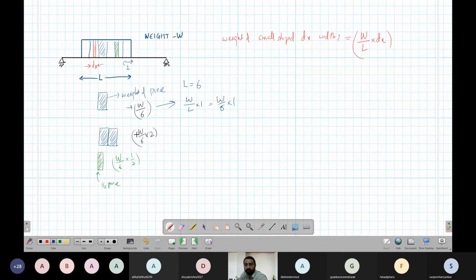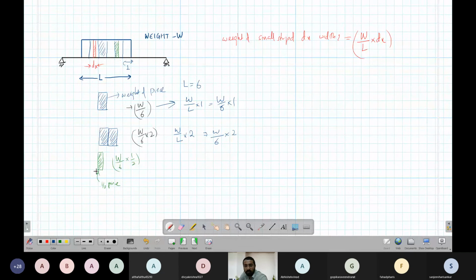Right? Now what about 2? For 2, it is W by L into 2, which is the same as W by 6 into 2. What I wanted is the value for 2 units.